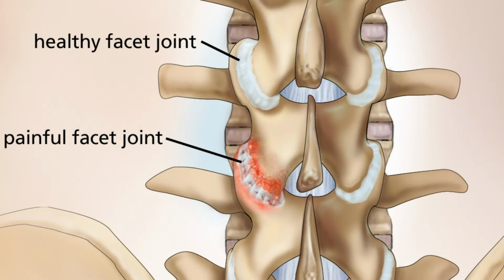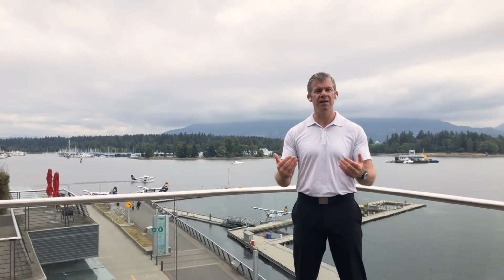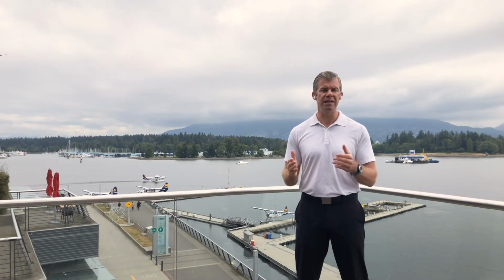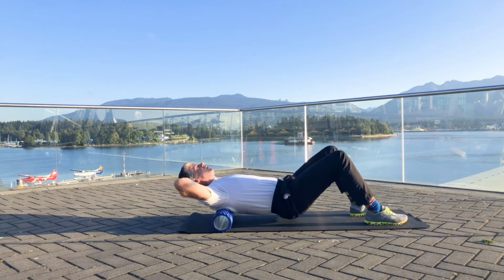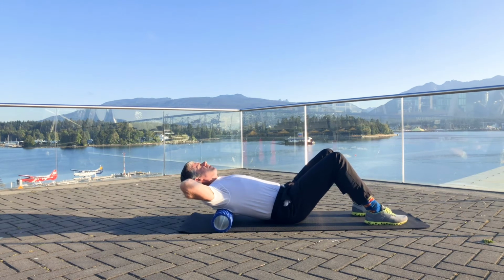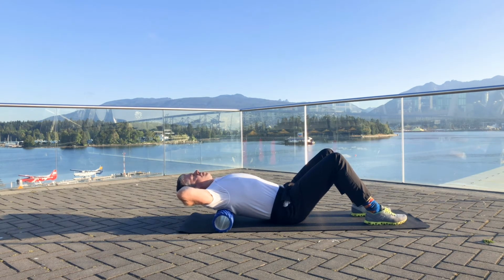So part of the strategy to reduce our upper back pain is to improve the arthrokinematics, or the movement of our facet joints. Here's how to do that. All right, so this is a posterior to anterior mobilization for the thoracic spine. Survey your upper back, the area between your shoulder blades, with a foam roller and see if you can locate any tenderness on or near your spine.